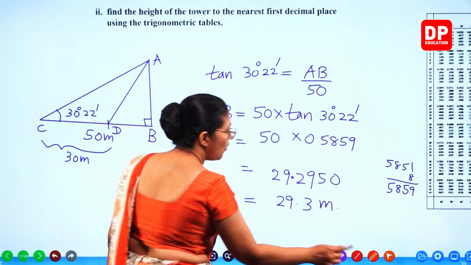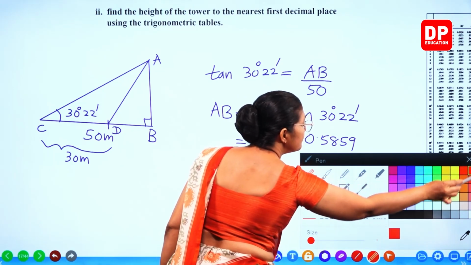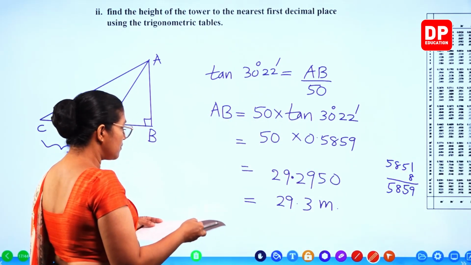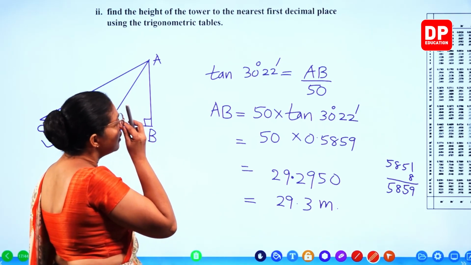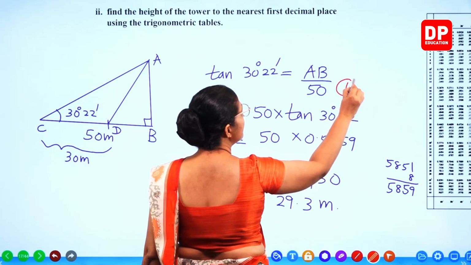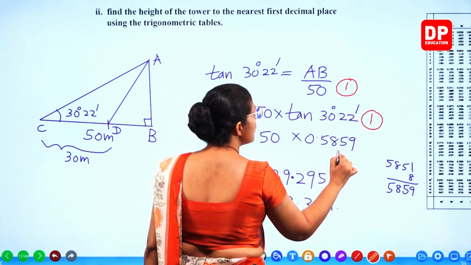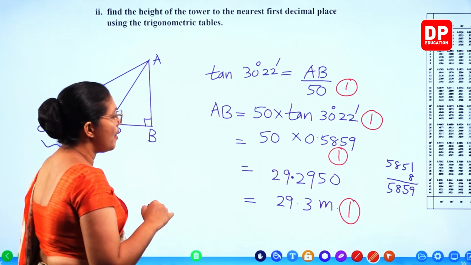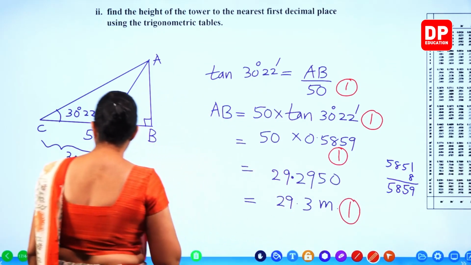So let's see how many marks. You are getting 4 marks for that. So 1 mark here, 1 mark, and referring the tangent table 1 mark, and final answer 1 mark. Then let's do the next one.